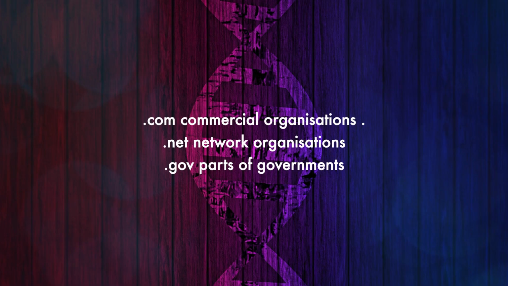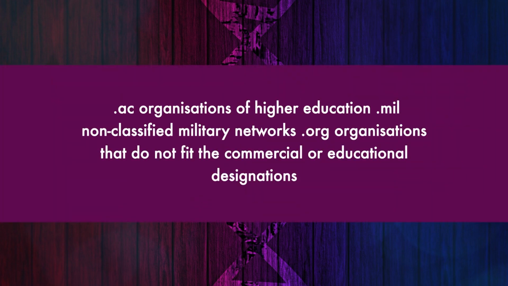Now let us see .net. .net means network organizations. Then .gov means that that particular organization is part of government. Then .ac, these are the organizations of higher education. Then .mil means that these are non-classified military networks. .org, these are organizations that do not fit the commercial or educational designations.